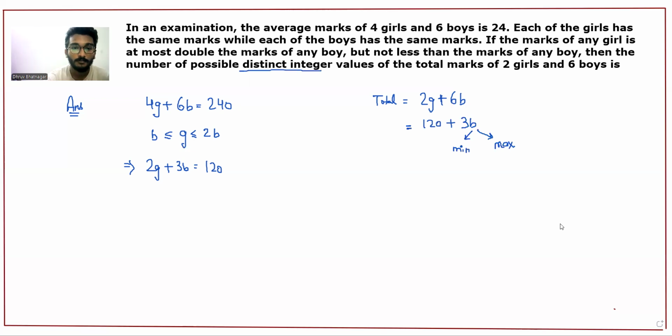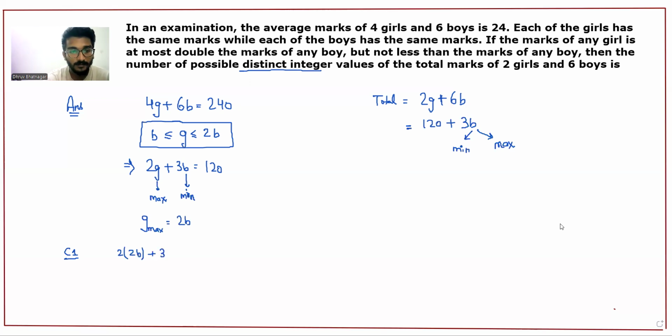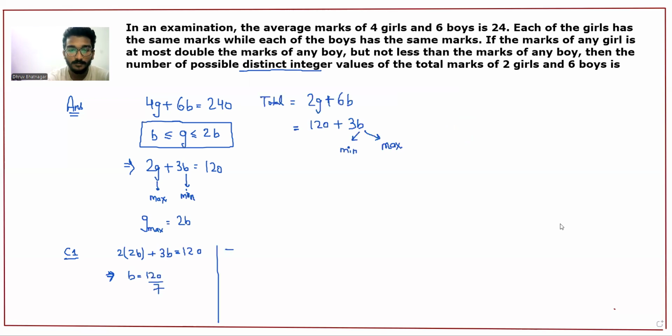So when we have to find the minimum value here, I can say that g must be maximum. And what is the maximum value of g? It is 2b. So just substitute. This is case number 1. So b equals 120 by 7, and I substitute the value in the required equation. That is 120 plus 3b, and b equals 120 by 7. So it is 1200 by 7. So that is our minimum possible marks.